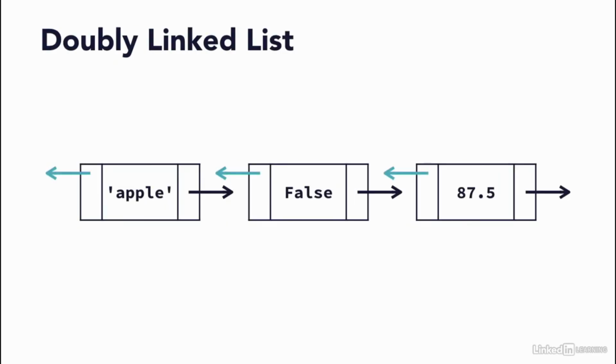If we want to be able to move in either direction, forward and backward, we can create a doubly linked list. Doubly linked lists make use of both the next and the previous pointer for each node. As you can imagine, we call them doubly linked because the nodes have two pointers connecting them instead of one. We'll cover each of these types of linked lists in greater detail later in the course.